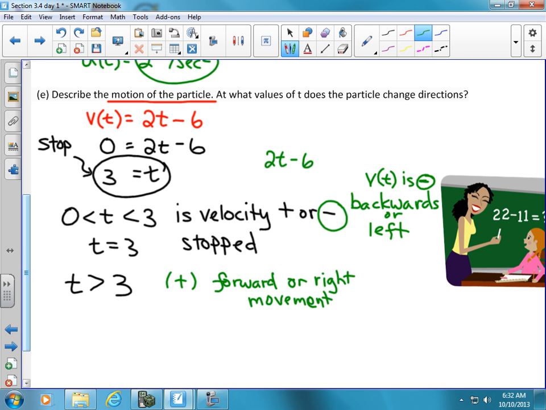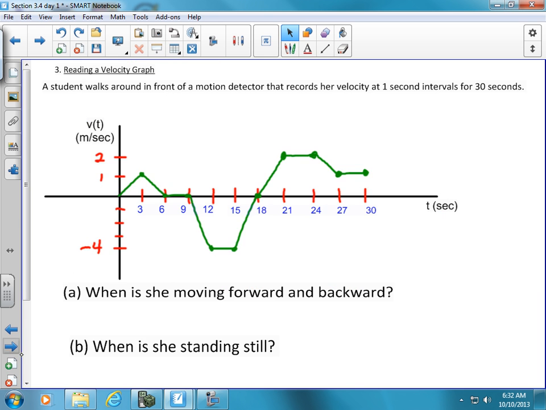So, to summarize, this particle at 0 to 3 is going backwards, then it stops, and then it goes forward for the rest of the time. This is a velocity graph, or a derivative graph.